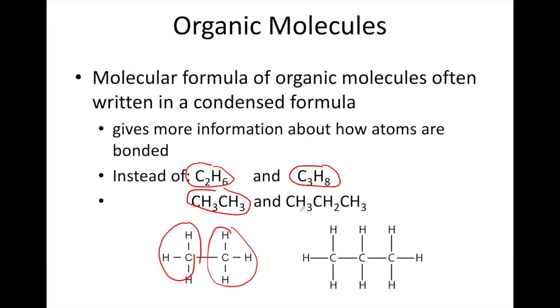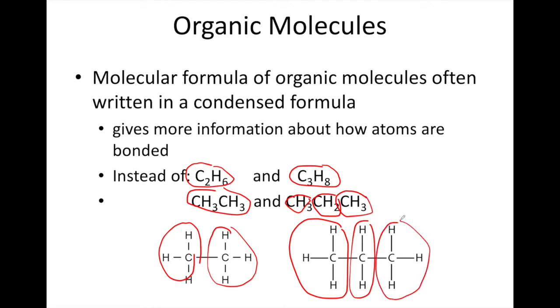CH3CH2CH3, we have 3 carbons and 8 hydrogens, but we know that the first carbon is bonded to 3 hydrogens, so CH3. The second carbon is bonded to 2 hydrogens, so CH2. And then the third carbon is, of course, bonded to the carbon, but then 3 other hydrogens, so CH3. So the condensed formula, we often use that when we're examining organic molecules because, as I said, it gives us a bit more information. So become a little bit familiar with that.